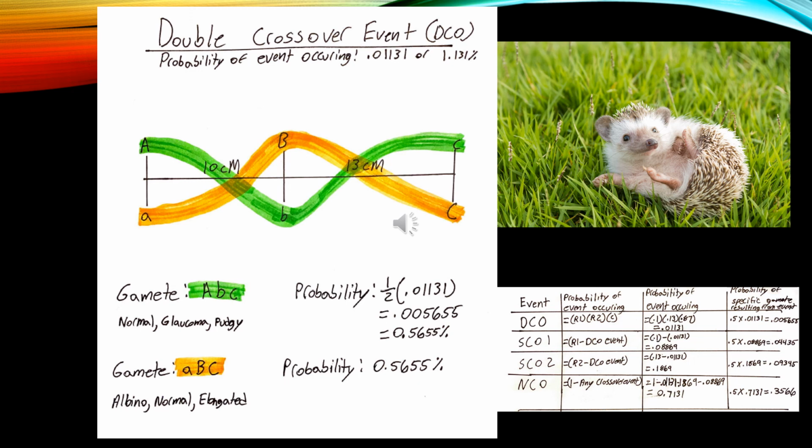You will then divide that answer by 2 in order to get each gamete's probability, which is going to be 0.005655, or 0.5655% of each of them occurring.